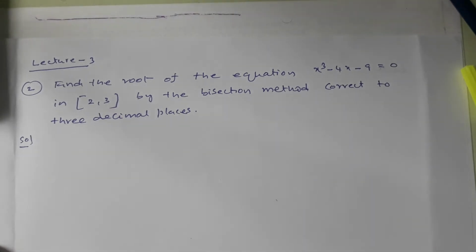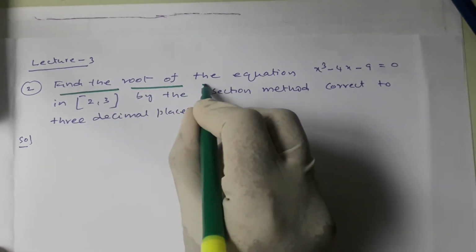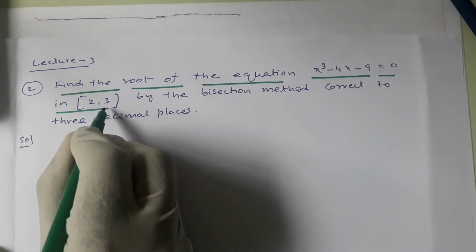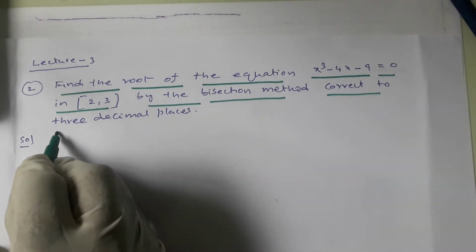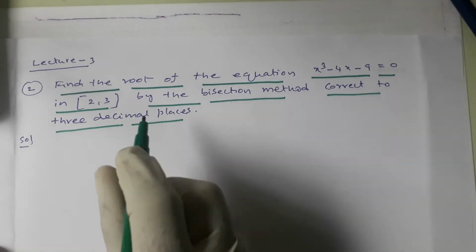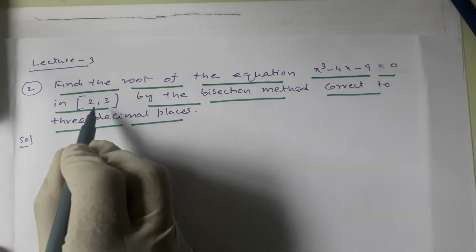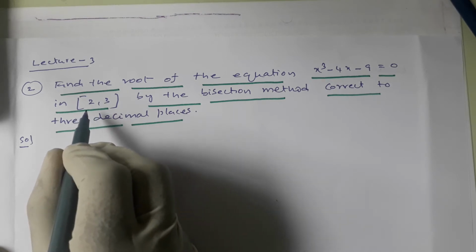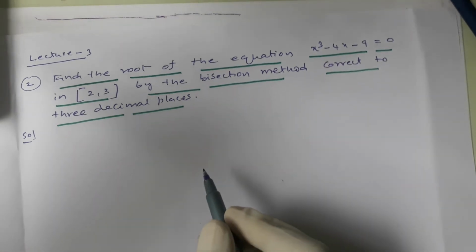So the equation is again a cubic equation. For that, find the root of this cubic equation in the closed interval [2, 3] by the bisection method correct to 3 decimal places. So the required root lies between 2 and 3. So the lower bound of the x values is 2 and the upper bound is 3.